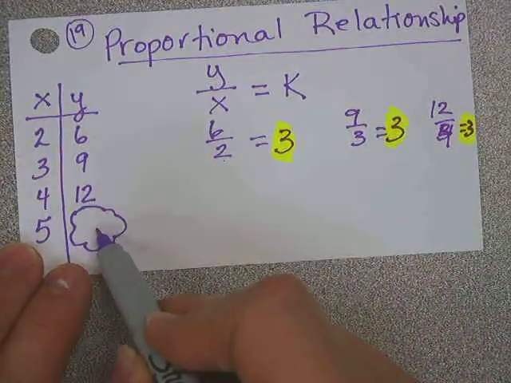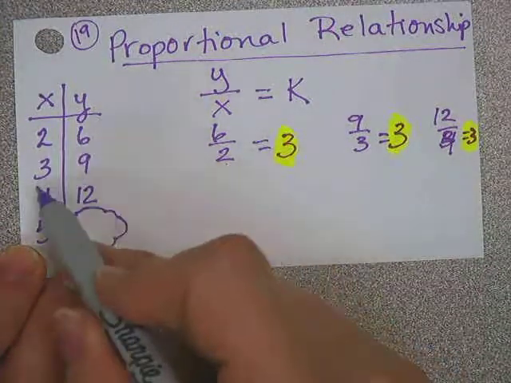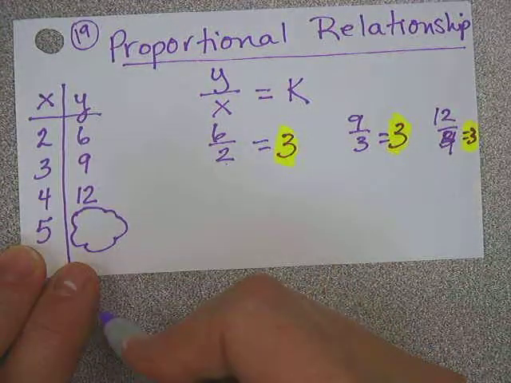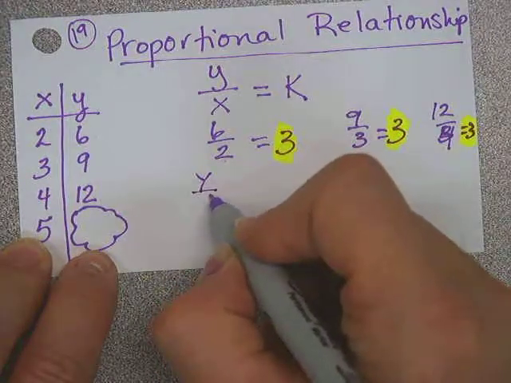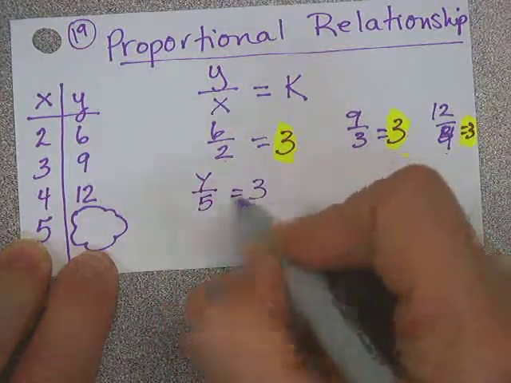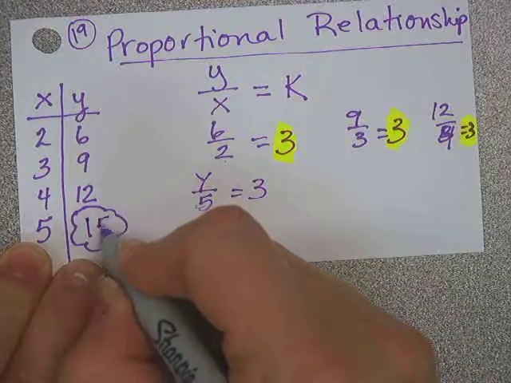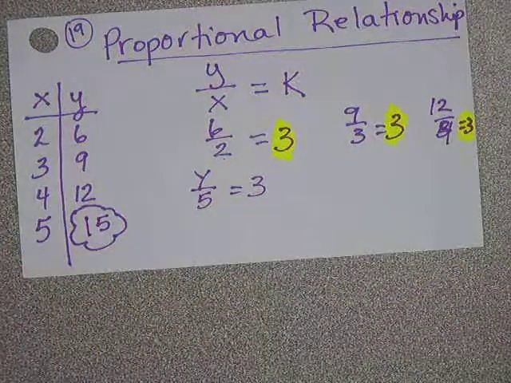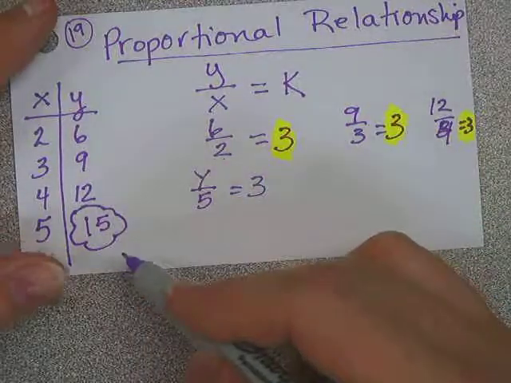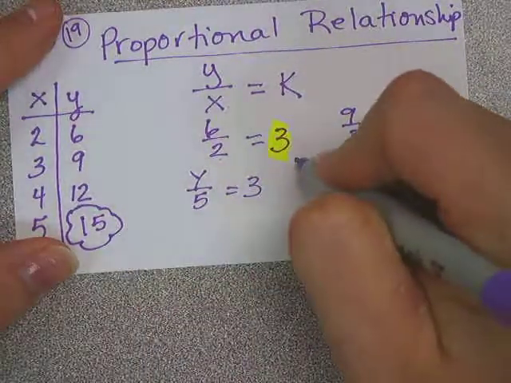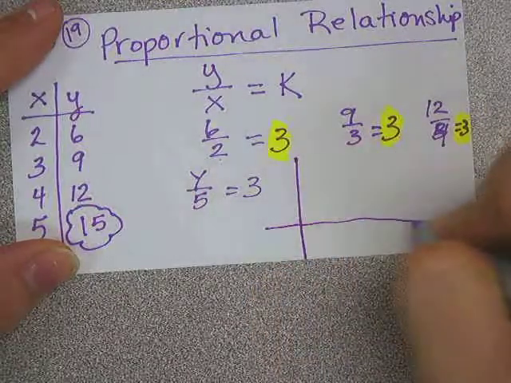So using that fact, what y value would go with 5 to keep this proportional relationship intact? So y divided by 5 has to equal 3, so that means this has to be 15. Okay, so that's one way to spot a proportional relationship.